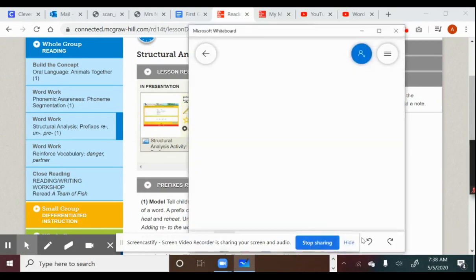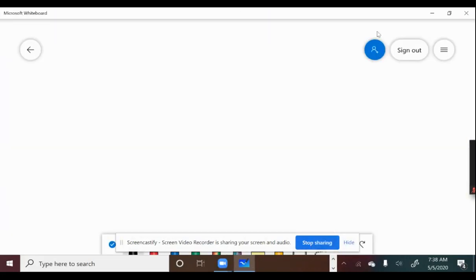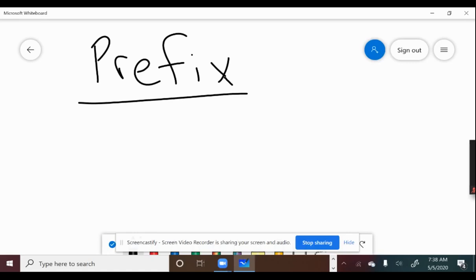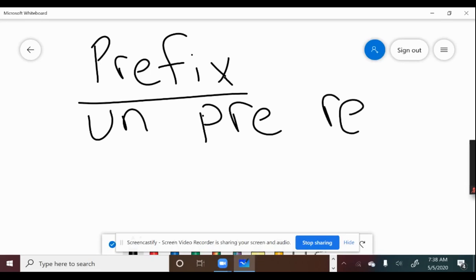Hello, boys and girls. Today we are going to be talking about prefixes. So I'm going to write the word prefix up here. And the prefixes that we're going to work with are un, pre, and re. A prefix is a word part that's added to the beginning of a word. A prefix changes the meaning of a word.